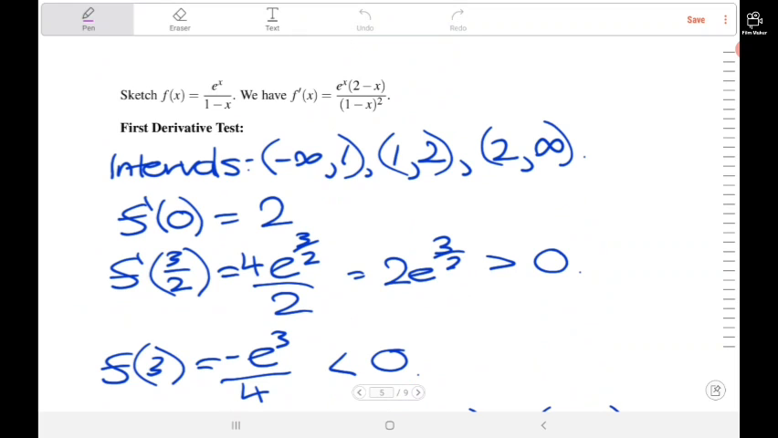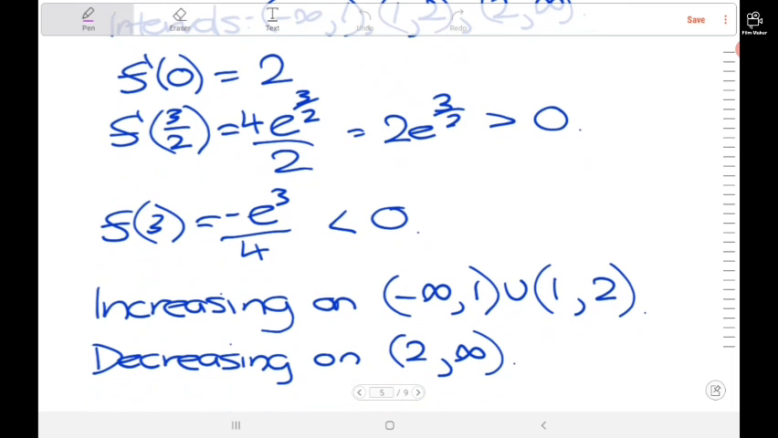And we'll calculate it at 3 for this third interval, and this gives us negative 1/4 e cubed. Again, we don't really need to know the precise value, it's negative. So that means the function is decreasing. So we've determined that the function is increasing on the first two intervals, negative infinity to 1 and 1 to 2, and decreasing on the third interval, which was 2 to infinity. So that gives us a lot of the idea of the behavior that we need.